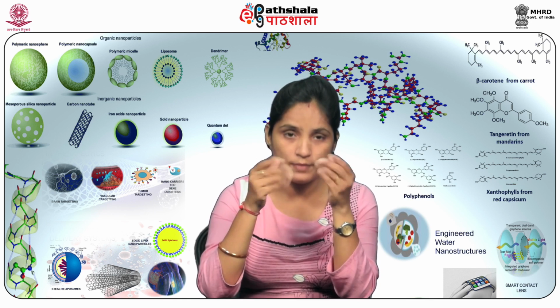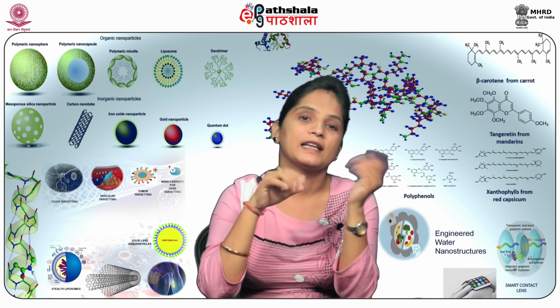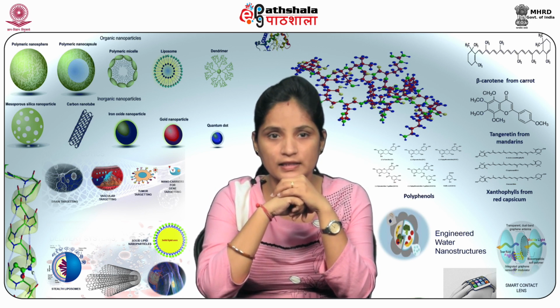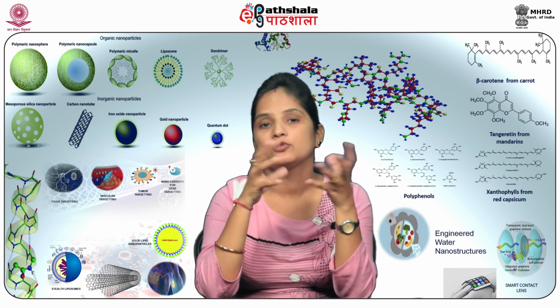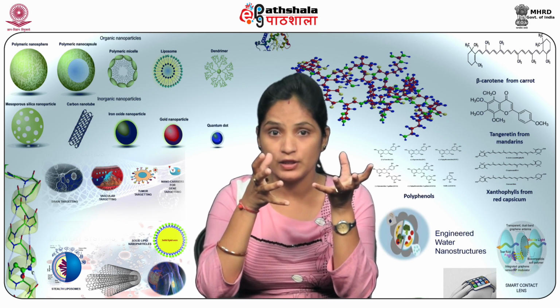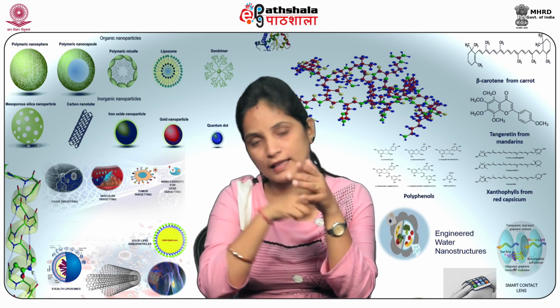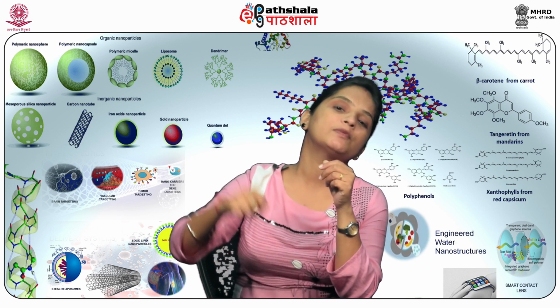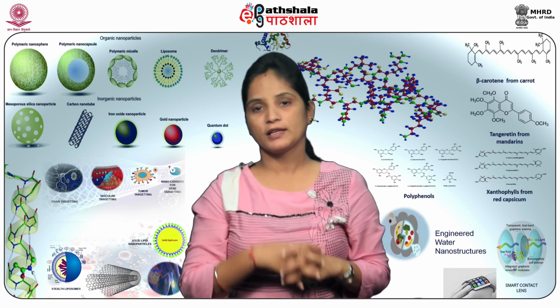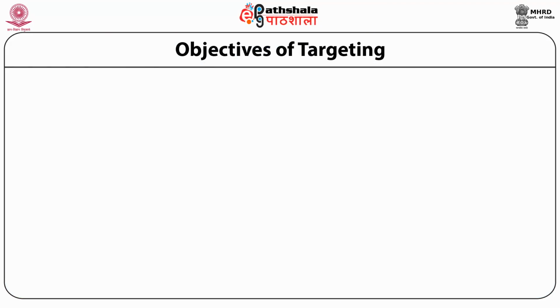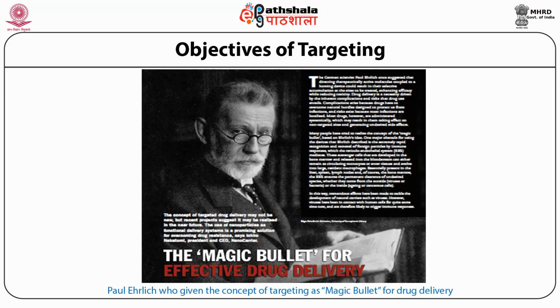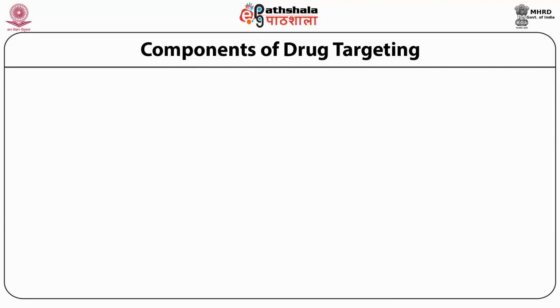In these two images, on the left hand side there is a targeted delivery, in which the carrier is conjugated with, or linked with, the targeting agent. So as you can see on the right side, to target a specific part you can use this type of targeted delivery system. So the magic bullet concept was given by the scientist Paul Ehrlich, whose picture you can see in this slide. Now we'll discuss the different components of drug targeting.